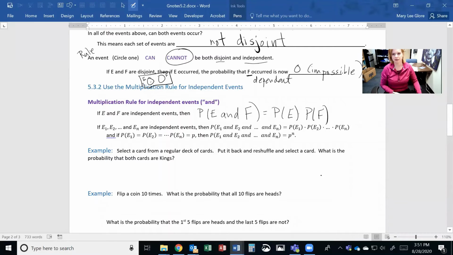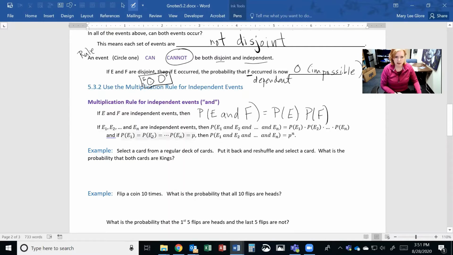In addition, if I have a bunch of events that are independent, E1, E2, En, I have N events and they're all independent of each other, then the probability that all of them occur, E1 and E2 and En, is you multiply all the probabilities: the probability of E1 times the probability of E2 times the probability of E3, all the way up to the probability of En.